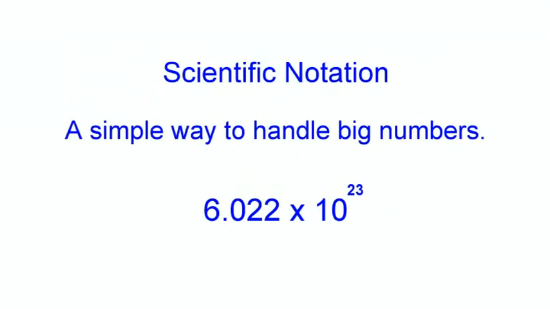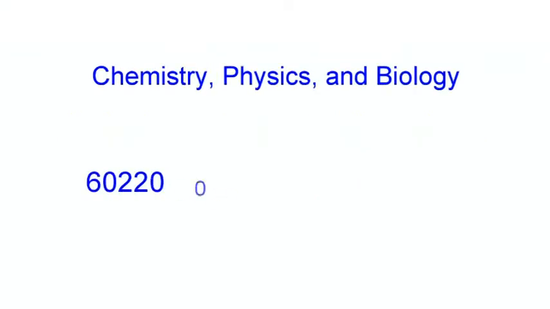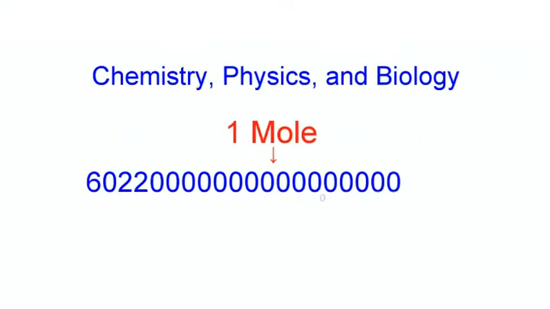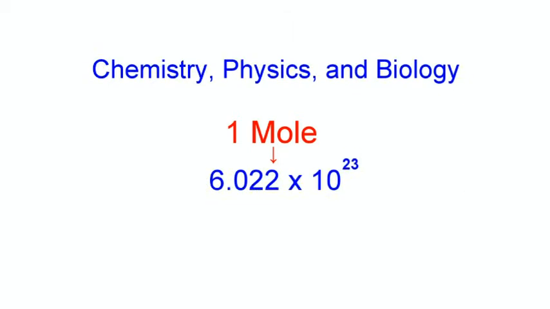Scientific notation is really just a simple way to handle big numbers. Scientists who study chemistry, physics, and biology often work with very large numbers, and these numbers become cumbersome and difficult to work with. So scientific notation was invented to make these large numbers much more manageable when working with complex equations. Here's how it works.